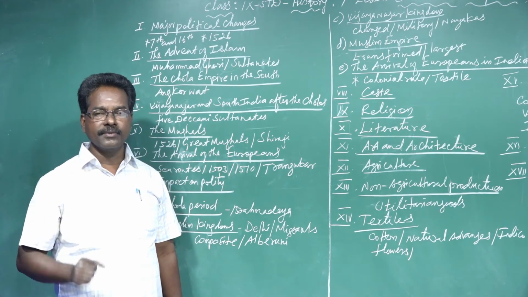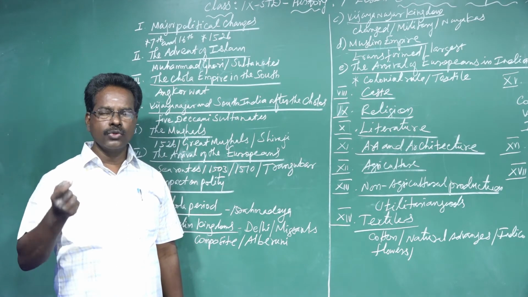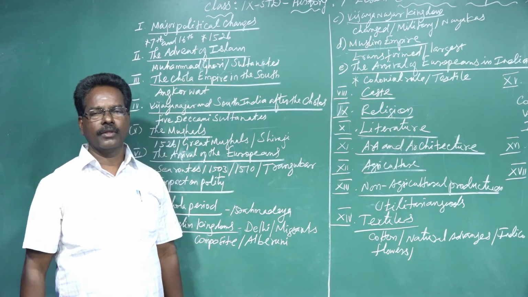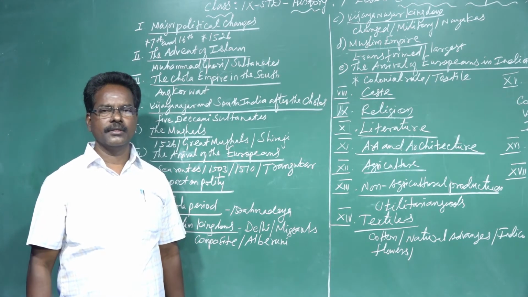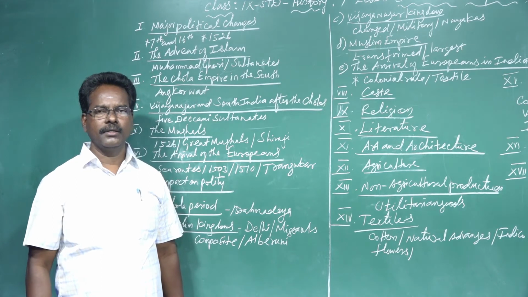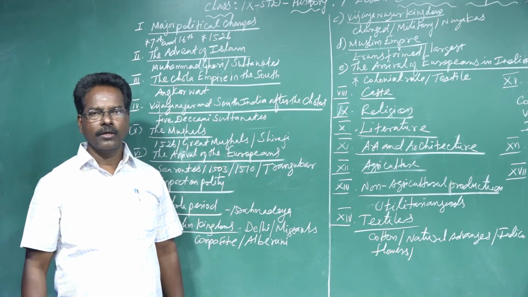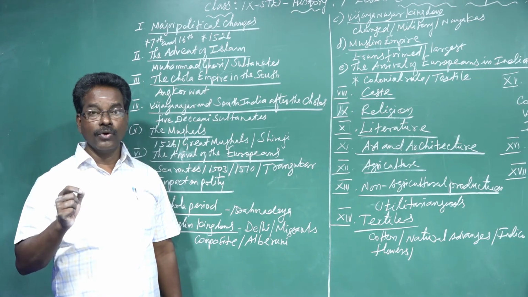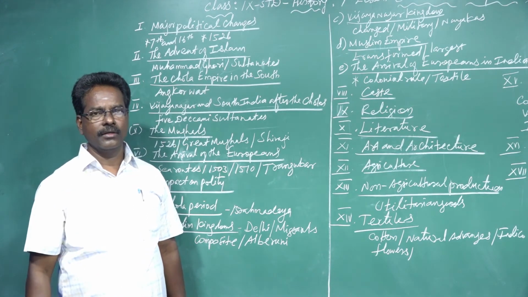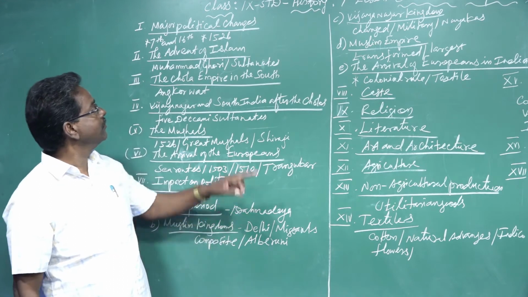Many Europeans came to settle in India. For example, Portuguese, Dutch, English, French, Danes. Among the Europeans, the Portuguese arrived in India in 1498.